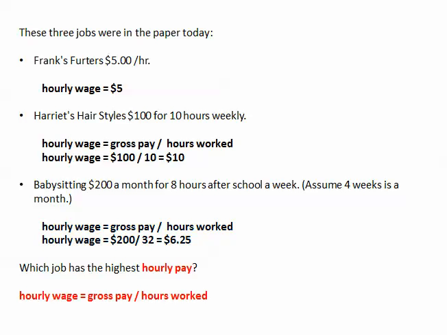So now we've done all of our work. Frank's Furters is $5 an hour. Harriet's Hairstyles is $10 an hour. Babysitting is $6.25 an hour. And back to the question, what are they asking us anyway? Which one has the highest hourly pay? So just by looking, you should be able to see that Harriet's Hairstyles is the highest at $10 per hour.